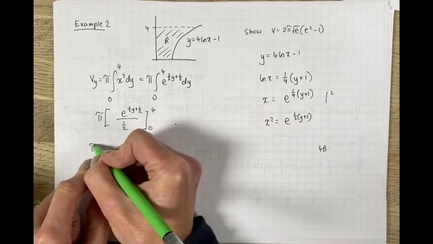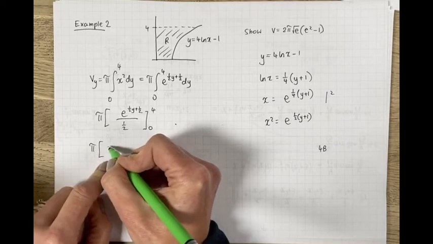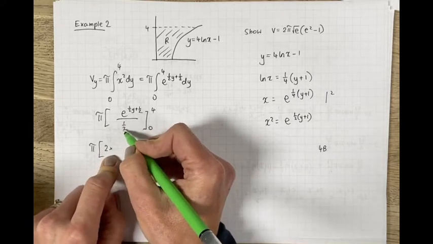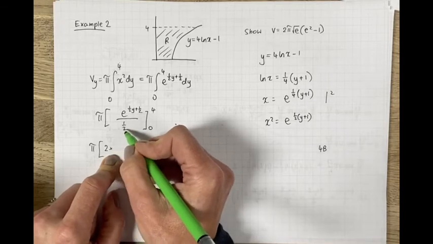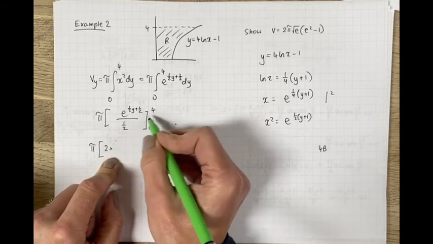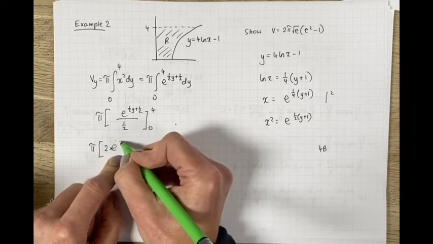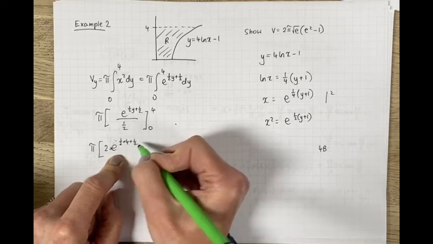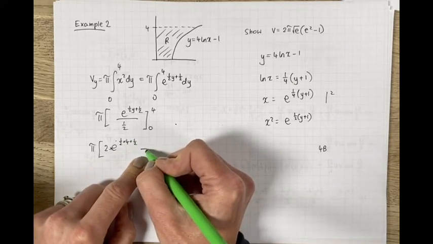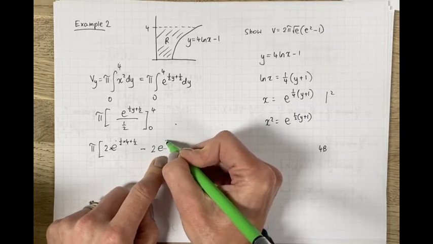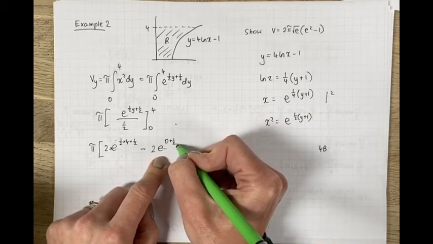So it's pi. So put the limit. I've converted dividing by half into multiplying by 2. The first limit is 4, so it's e to the power of a half times 4 plus a half, minus 2e to the power of 0 plus a half.